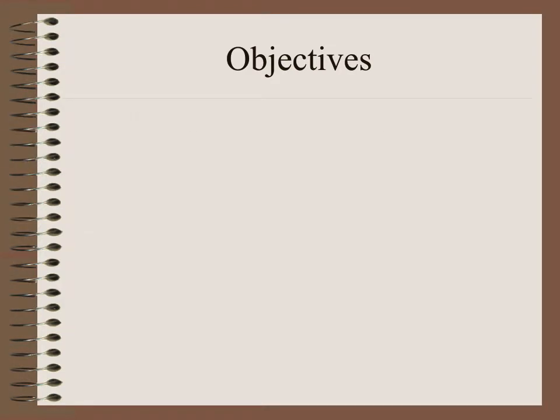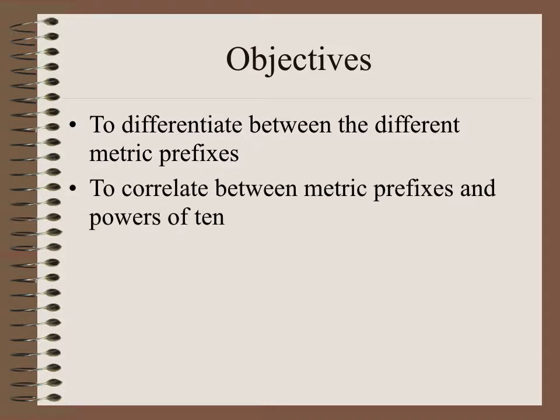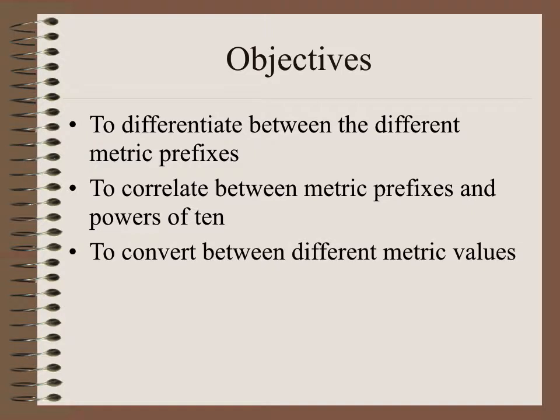Our first objective for this lesson is to be able to differentiate, or tell the difference between, the different metric prefixes that you will be encountering. The second thing that you want to do is be able to correlate, or draw a relationship between, those metric prefixes and powers of 10. And lastly, you will want to be able to convert between different metric values.